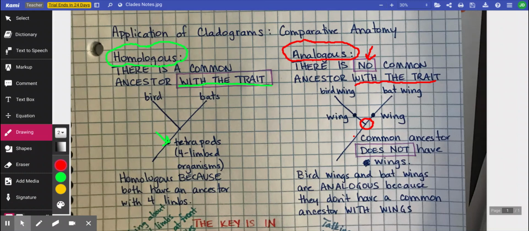And so we call those analogous structures. They are structures that do the same function. They allow these organisms to fly, but they developed independently of each other. And you can tell that because they have very different structures within them.